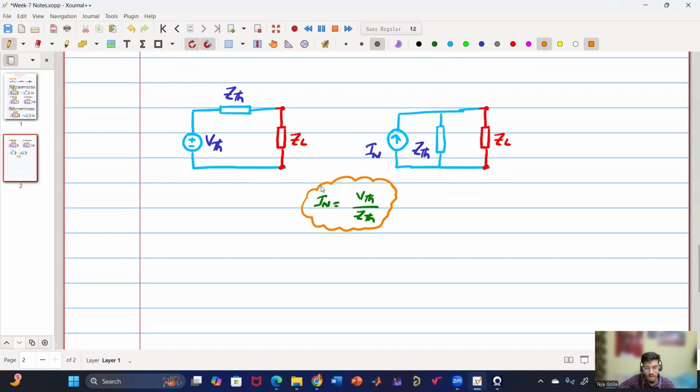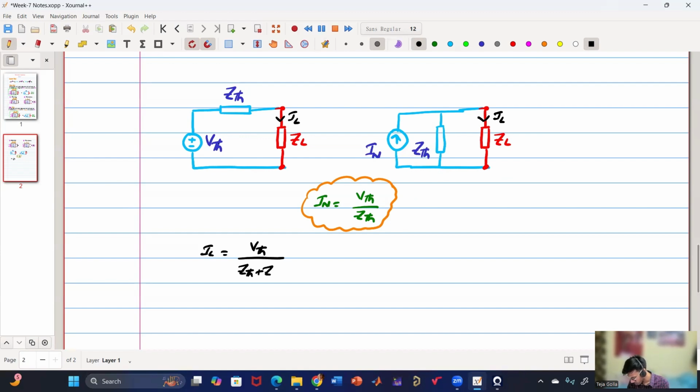So you might ask, how can we derive this? If both the circuits represent the same, then the load current should be same, right? So this load current should be same. Say this is my IL, this is my IL, both should remain same. So can anyone tell me what is IL in the first case? VTH by ZTH plus ZL, right?